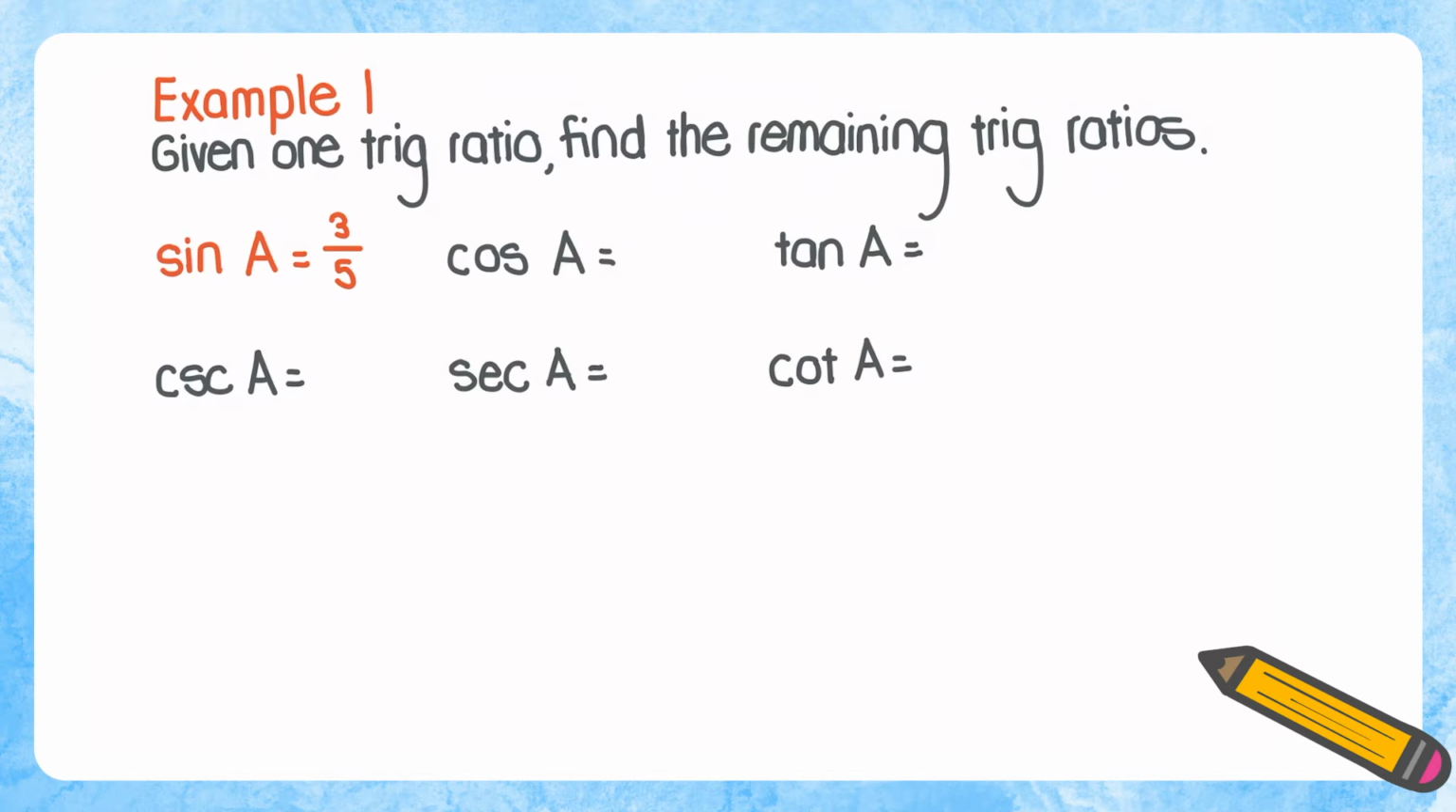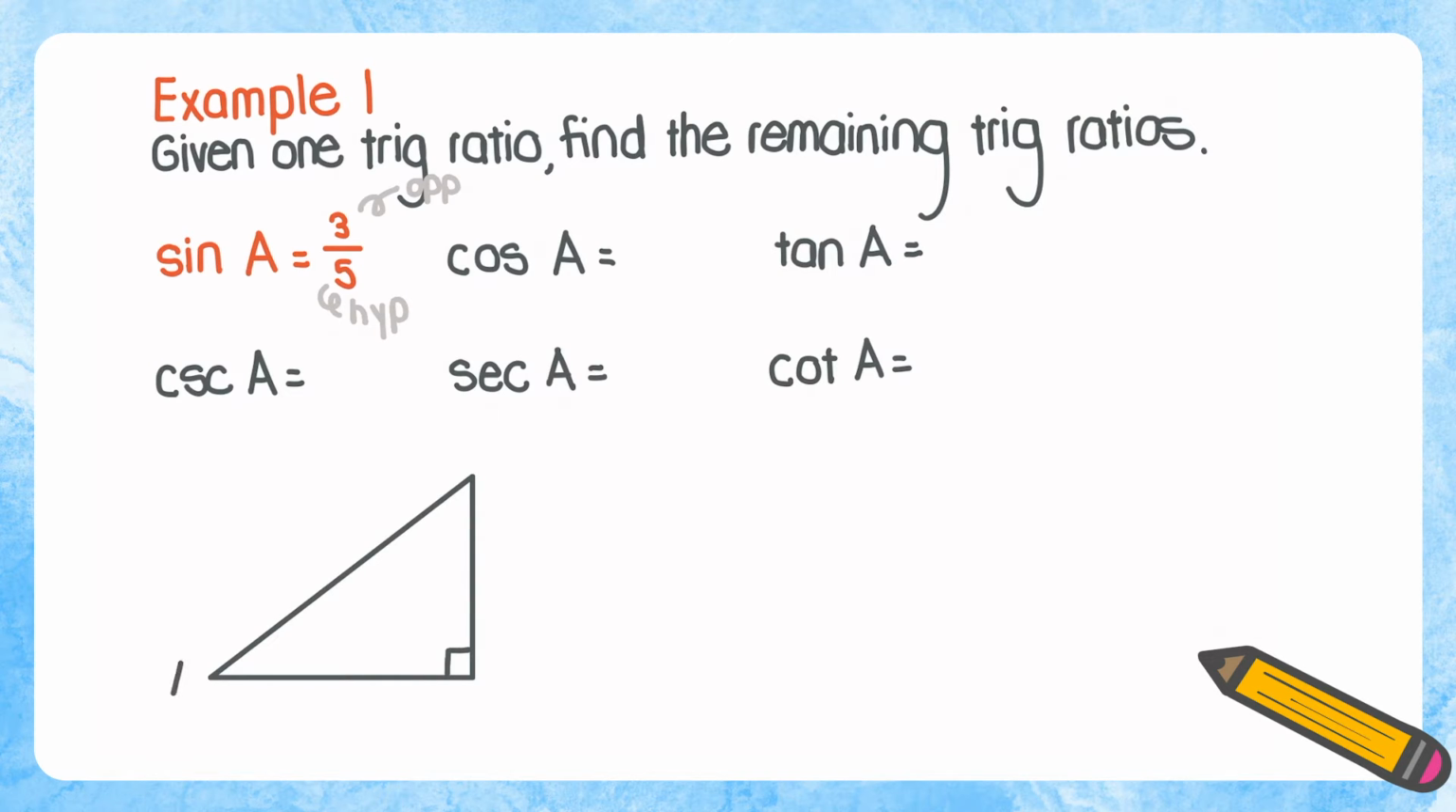Here's our first example. Given one trig ratio, find the remaining trig ratios. So here, we're given that sine of A equals 3/5, and we're going to use this to find the 5 remaining trig ratios. We know that sine of theta is the opposite side over the hypotenuse. So we know that this 3 represents the length of the opposite side, and the 5 represents the length of the hypotenuse. So with this information, let's create a triangle.